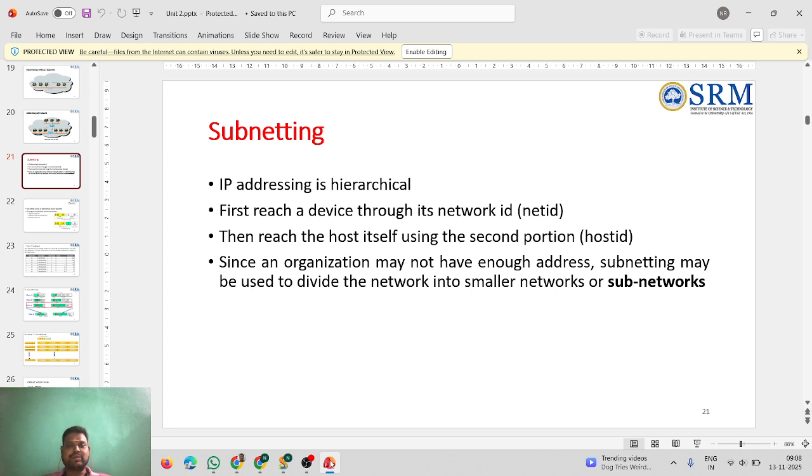Today we are going to discuss subnetting. Subnetting is a very important concept in computer networks because we know IP addresses are a very important entity in the internet or any communication network. We have a huge number of networks and devices. In order to connect all the devices to the network or internet, we need an IP address. There are two types of IP addresses: IPv4 and IPv6.